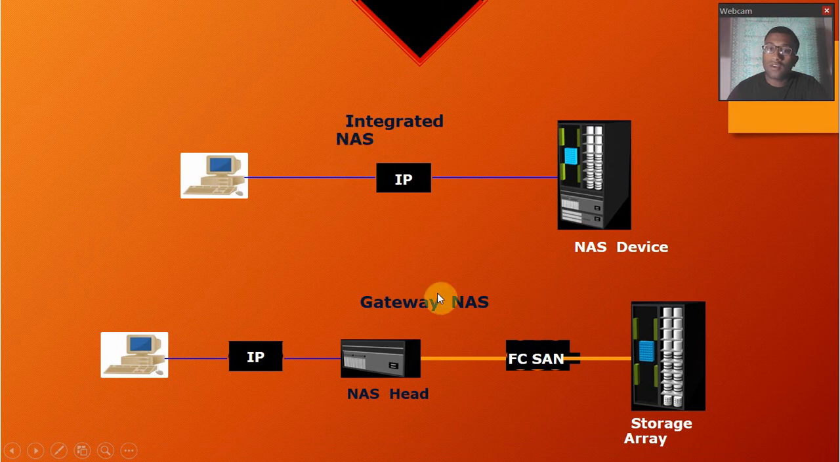And there are different types of NAS. Integrated NAS, that is, the client and NAS device are connected with an IP protocol. And another is gateway NAS, that is, client and storage array, and in between there are two additional components, NAS head and FC SAN.